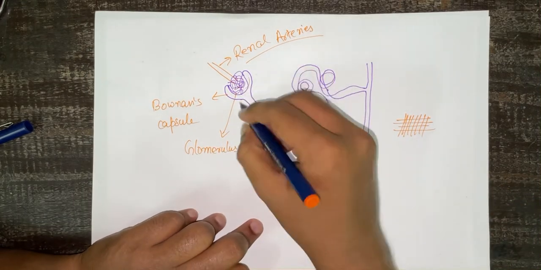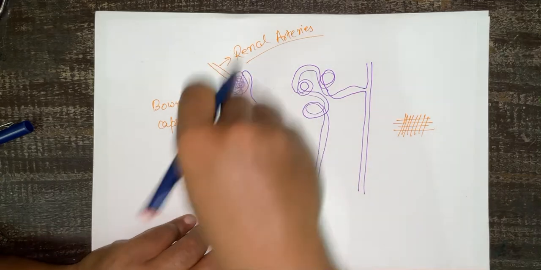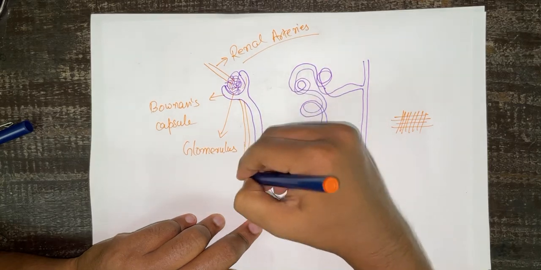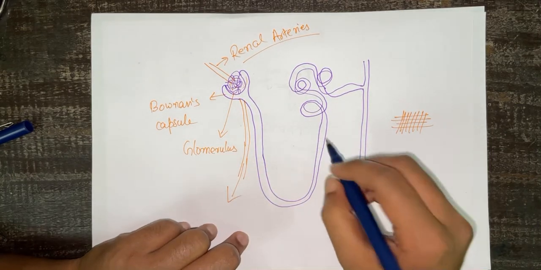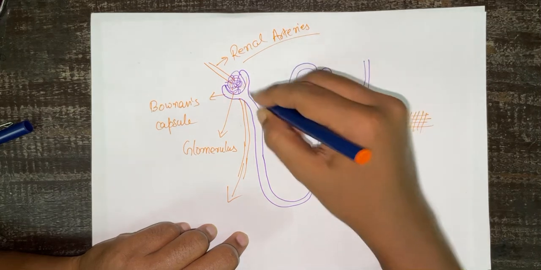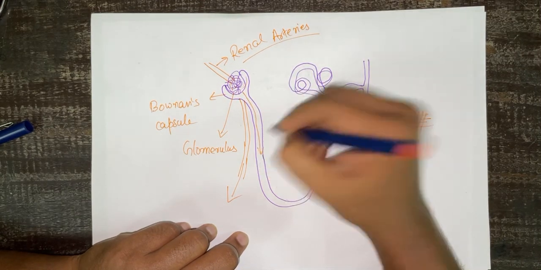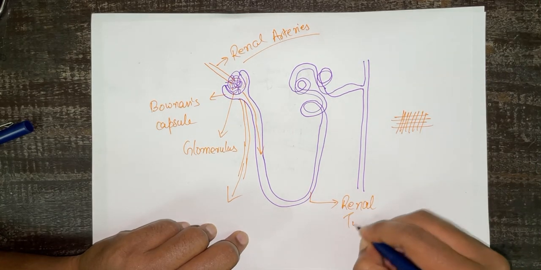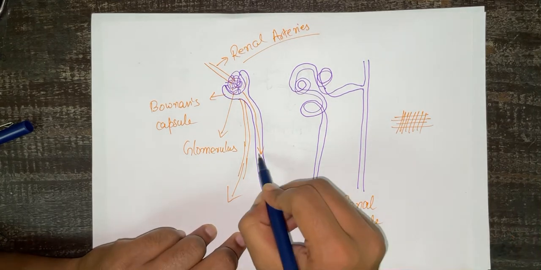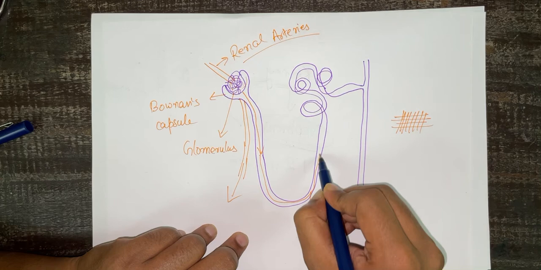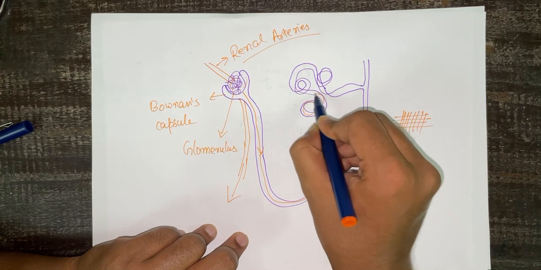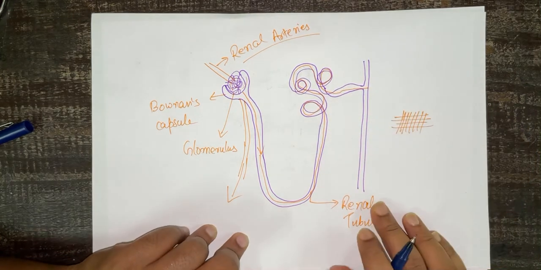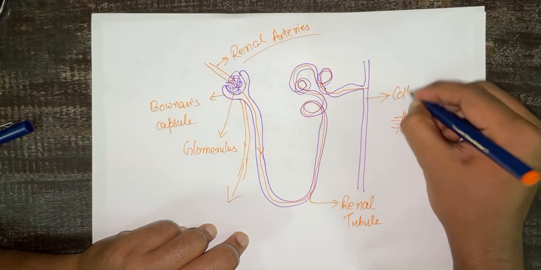Okay, then the renal artery will carry the blood outside. Whatever has been trapped inside, the renal artery will enter and move out, carrying the blood forward. Now whatever has been trapped inside will move through the tube. This tube is called the renal tubule. Through the renal tubule, the liquid which contains the waste products will pass on to this tube. This duct is called the collecting duct.